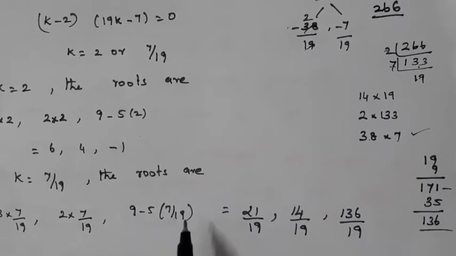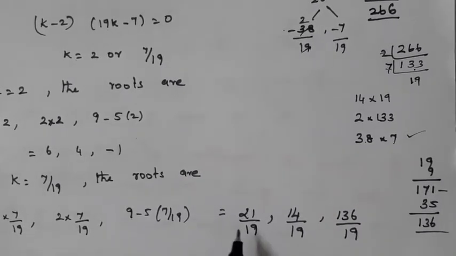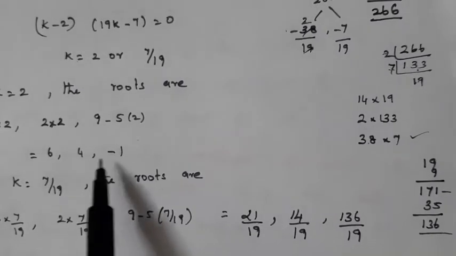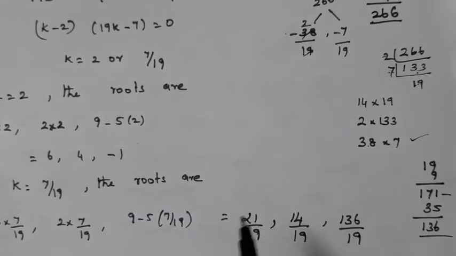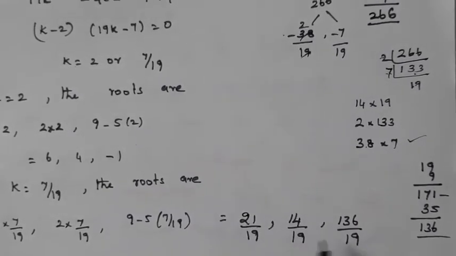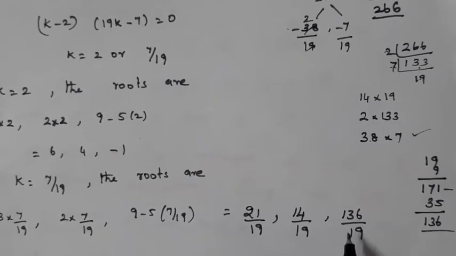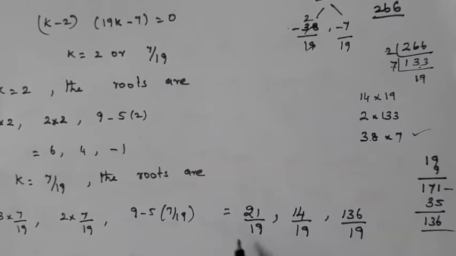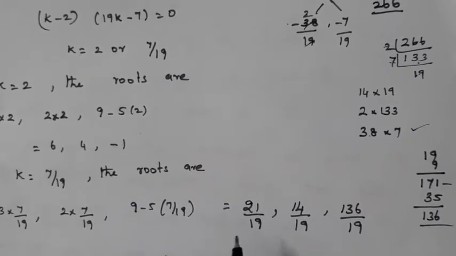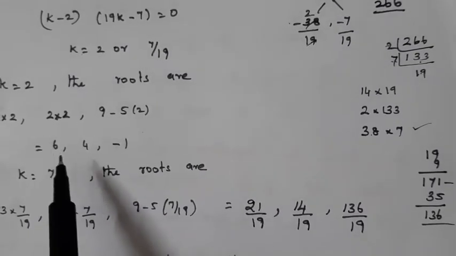So, for the given equation, we have two sets of roots. One set of roots is 6, 4, minus 1 and another set of roots is 21 by 19, 14 by 19 and 136 by 19, such that they satisfy the given condition that alpha is to beta is 3 is to 2. Okay.